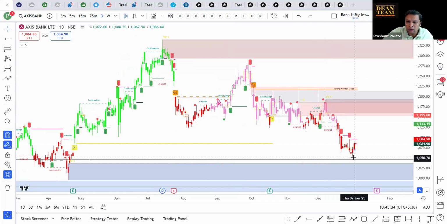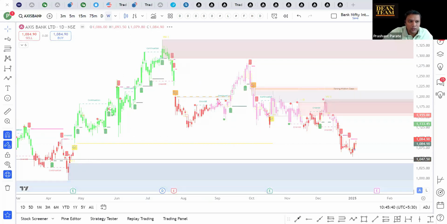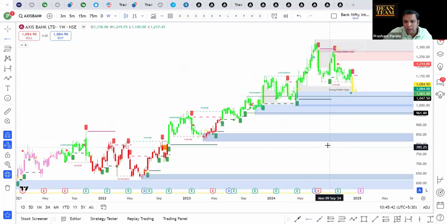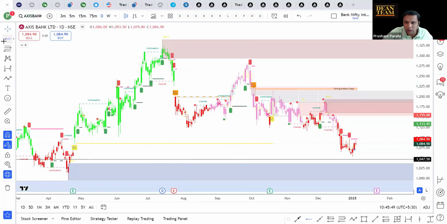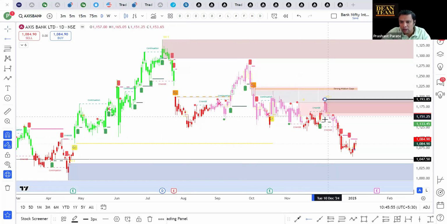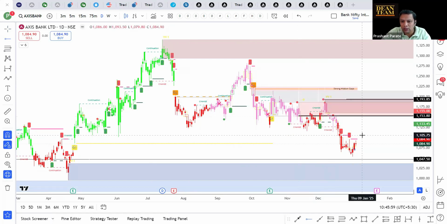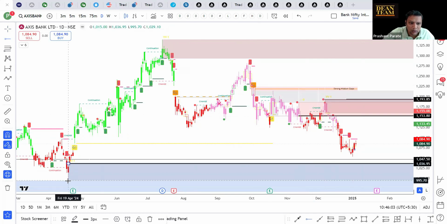So here we have a strong down move, and on the weekly chart, it's a buying area. So reversal can happen. It's not necessary that it will happen, but it can happen. But on the daily chart, there are no signs of reversal till now, as long as this level is not broken. And this is 1193. So as long as the 1193 level is not broken, the trend is still down. Daily buying area is here.